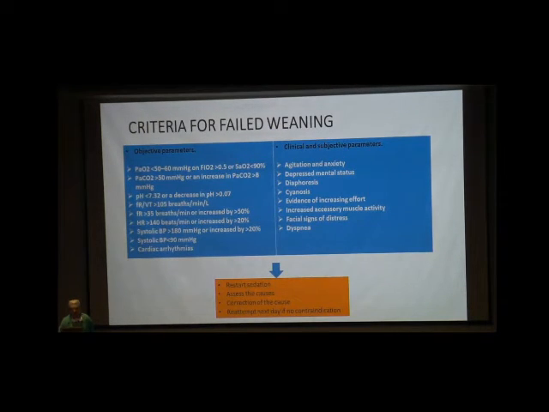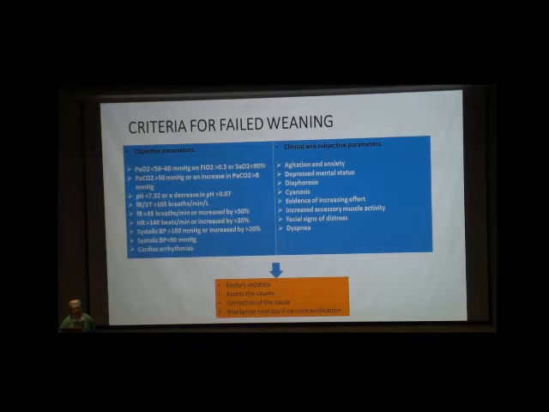Now, there are some criteria for failed weaning, in which the patients might not be weaned successfully. Like the others, there are the clinical and the objective parameters. In the clinical parameters, the patients might be agitated or anxious after the surgery because the cerebral edema has not fully subsided. There might be a depressed mental status in these patients because of the persistent hyperammonemia or cerebral edema. There might be diaphoresis also. Also, respiratory wise, there might be evidence of increased and labored breathing. There might be increased use of accessory muscles, facial signs of distress, and dyspnea.